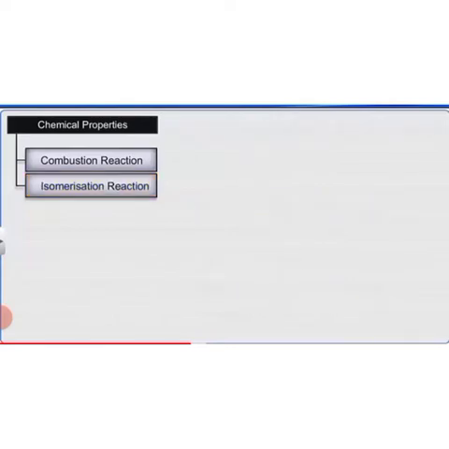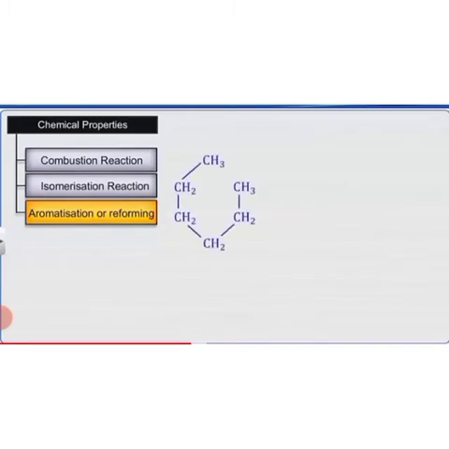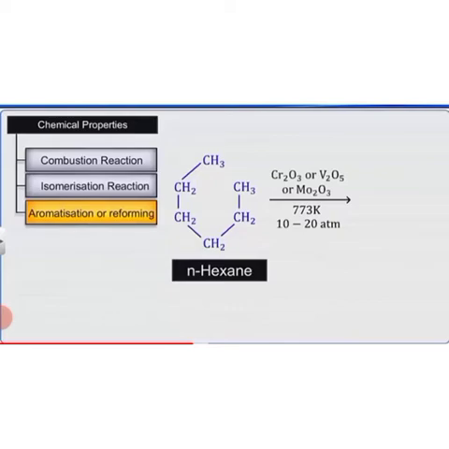Alkanes undergo aromatization or reforming. That is, a normal alkane with 6 or more carbon atoms, like n-hexane, when heated to 773 Kelvin at 10 to 20 atmospheric pressure in the presence of a catalyst like oxides of vanadium, molybdenum, or chromium supported over alumina, gets dehydrogenated to form cyclic compounds like benzene or its homologs.